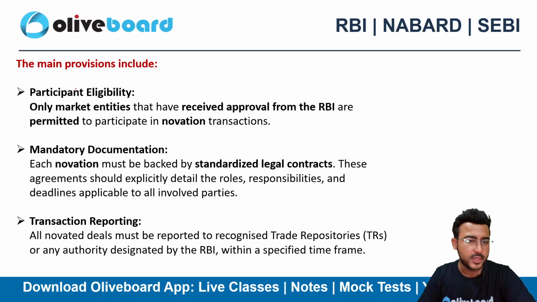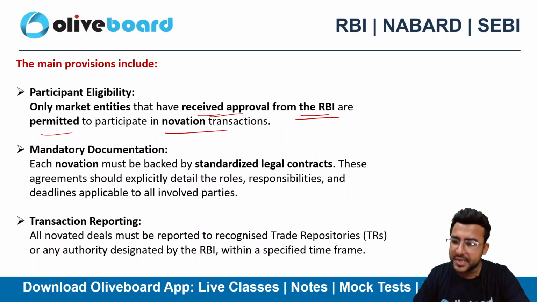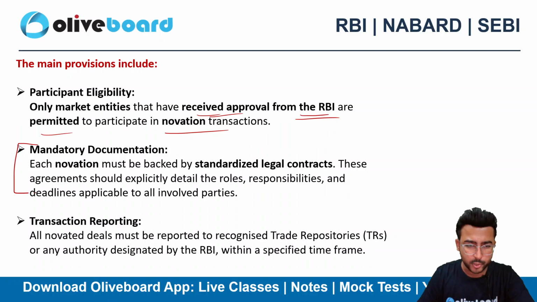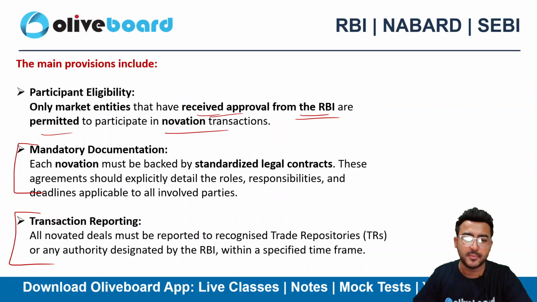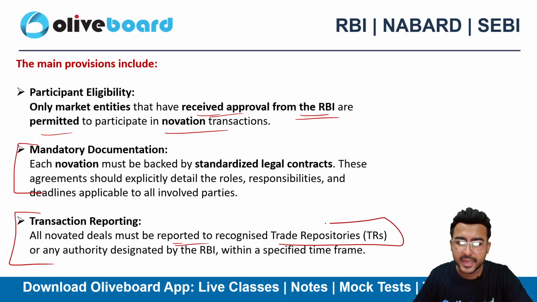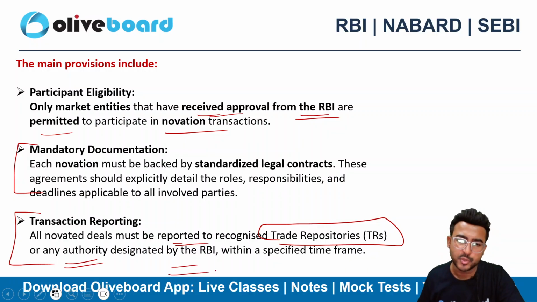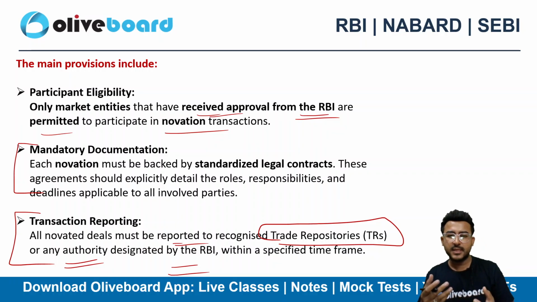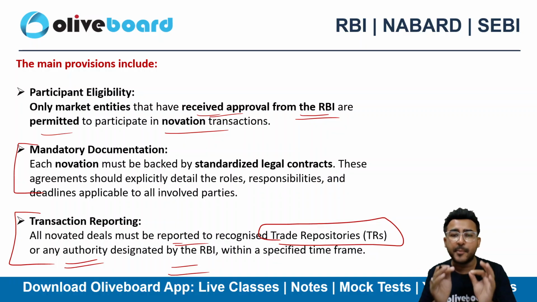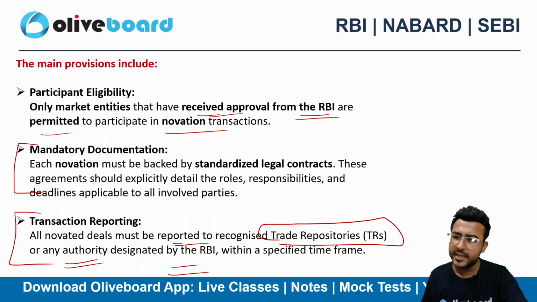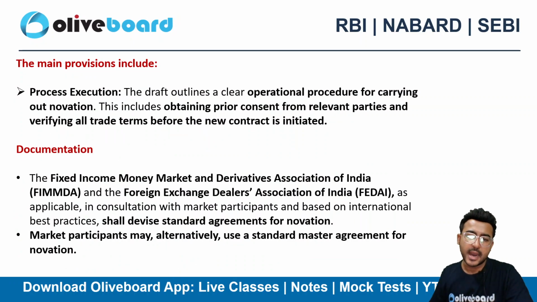Participants eligibility: only the market entities that have received prior approval from the RBI are permitted to undertake the novation transactions here. There is mandatory documentation and transaction reporting as well. We need to compulsorily report the transaction to the trade repositories or any other authority designated by the RBI from time to time. So if these kind of novations are happening, you need to report them to the trade repositories, and that's compulsory, or any other authority as mentioned by the RBI. Okay.